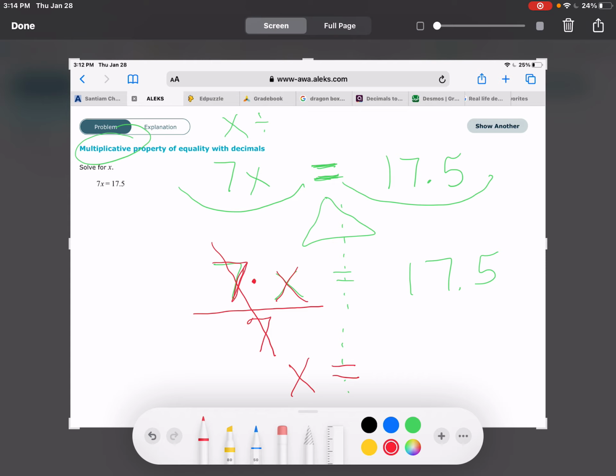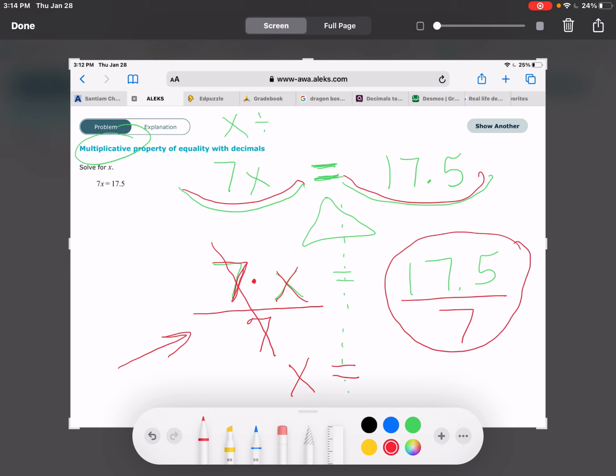However, because this has to be balanced out like a balance scale, I can't just divide on this side just because I want to. I can do it if I keep everything fair and equal by doing that to the other side as well. So I'm going to do 17.5 divided by 7 on this side, and then I will have kept everything equal. Okay, now we can deal with that decimal.